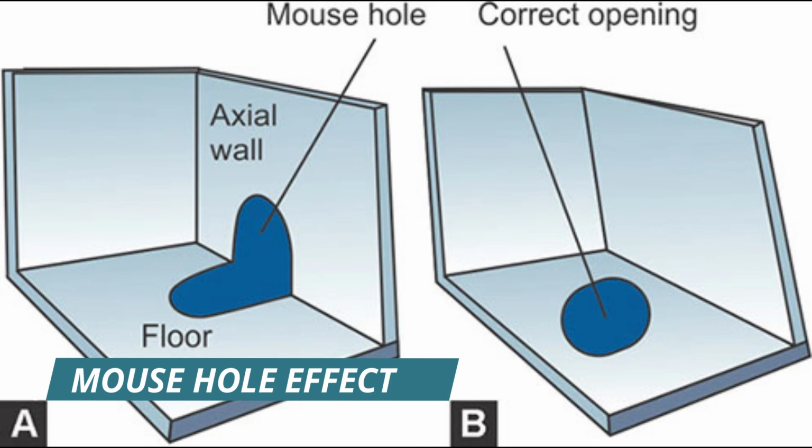This figure represents the mouse hole effect. Due to the under extension of the axial wall, the orifice opening appears partly in the axial wall and partly in the floor. That results in the mouse hole effect.